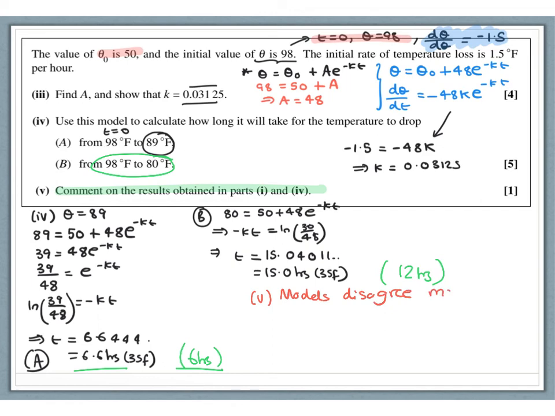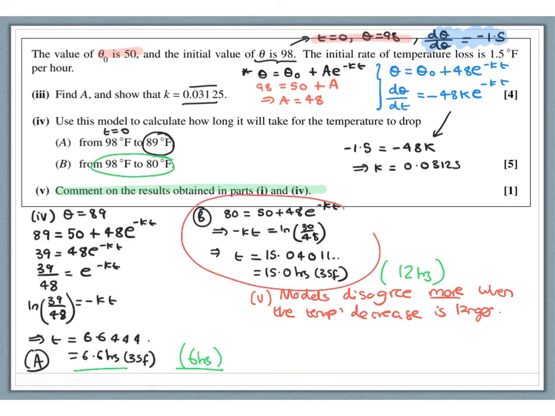So what we can say for part 5, for the comment, the models disagree more when the temperature loss or the temperature decrease is larger. So there's a greater discrepancy between the answers produced by the models in this sort of situation when you're looking at a larger temperature drop. If you're looking at a smaller temperature drop like here, the models actually don't disagree that significantly.